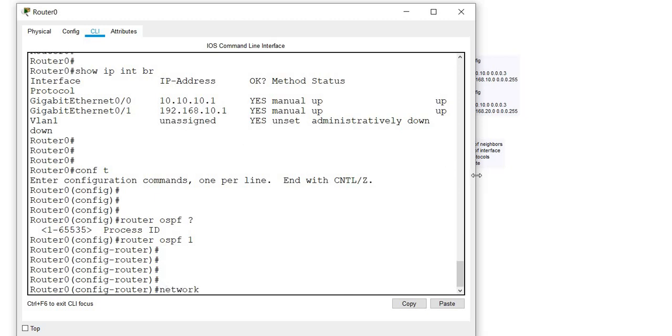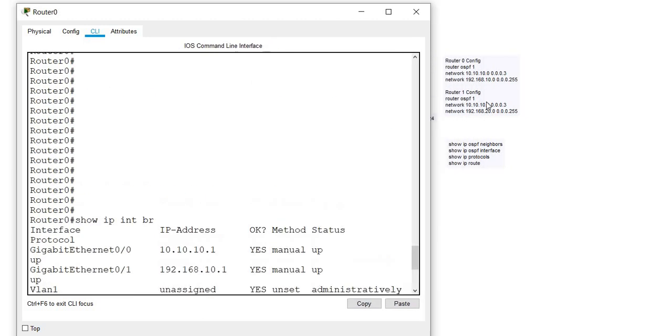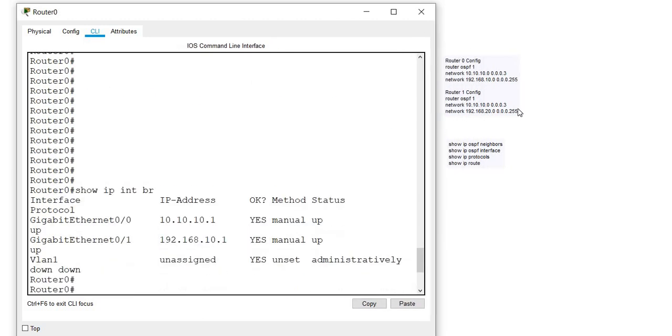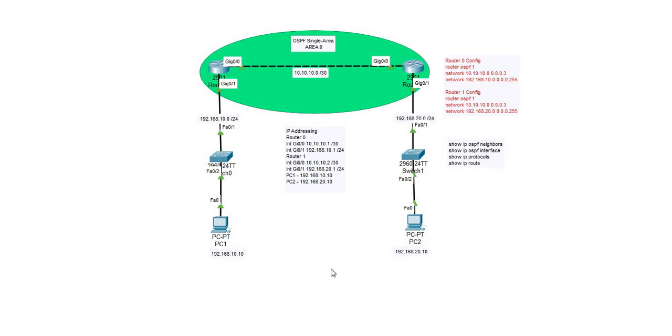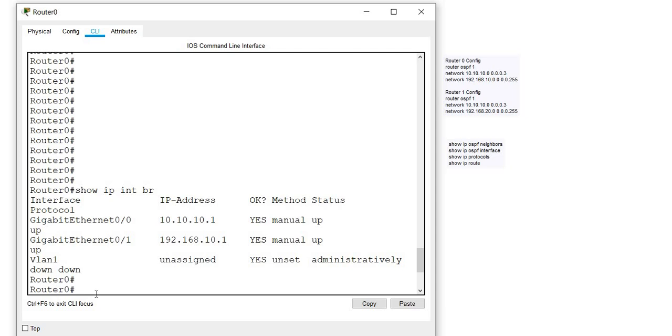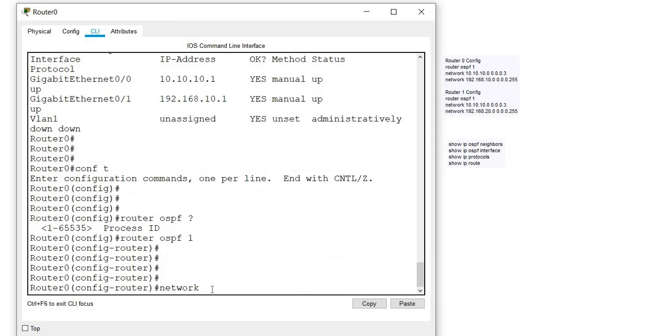Now all of these commands that I'm typing here, you can actually find in this little note that I put beside the lab. That's where you can see the commands. So the first network I'll advertise is the network between the 2 routers, which is 10.10.10.0, and now I have to put not a subnet mask but a wildcard mask. The wildcard mask for a /30 network will be 0.0.0.3, and it's basically the inverse.